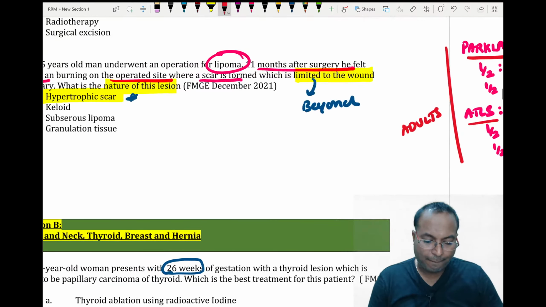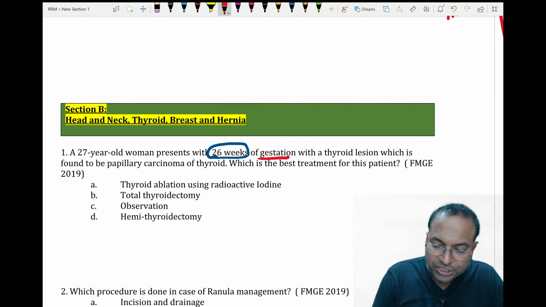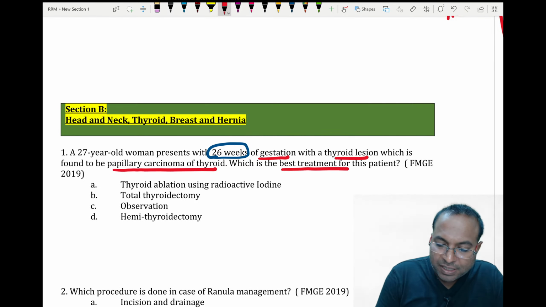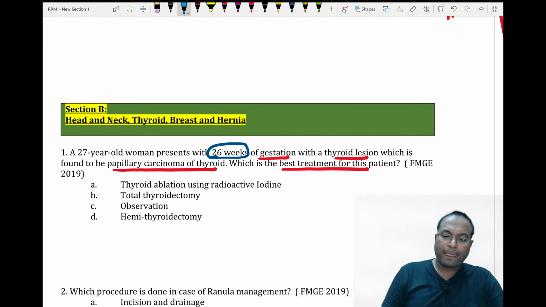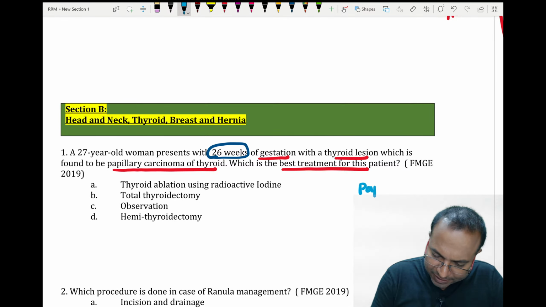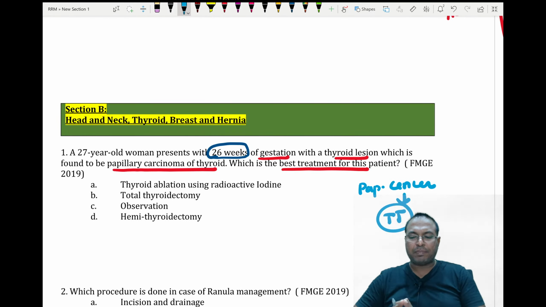Okay. A 27-year-old woman with 26 weeks of gestation has a thyroid lesion which is found to be papillary cancer of thyroid. Which is the best treatment for this patient? Don't worry about the question, it is very simple. It is a papillary cancer. What is the treatment of papillary cancer? Total thyroidectomy is the treatment. That's the answer here. Simple.